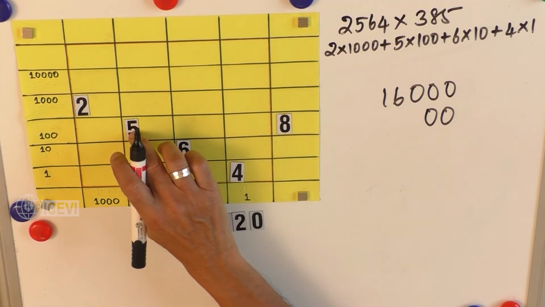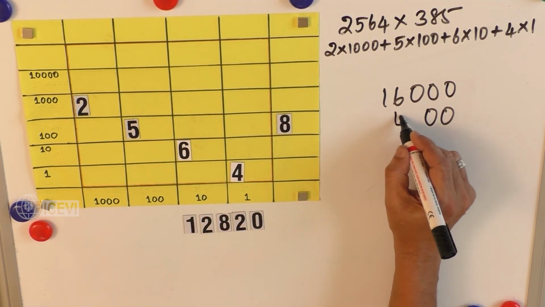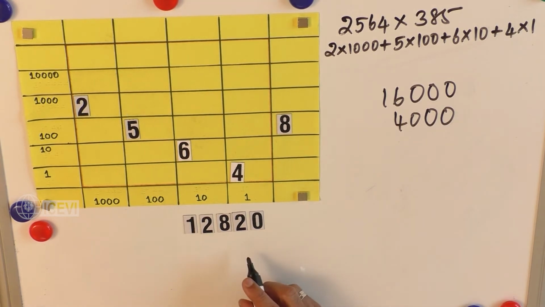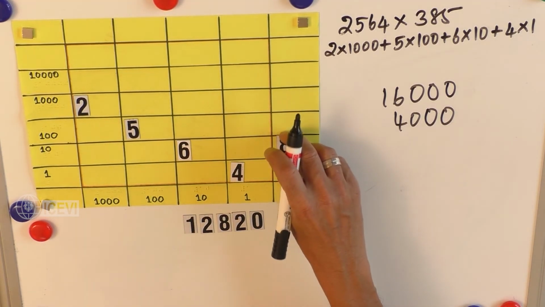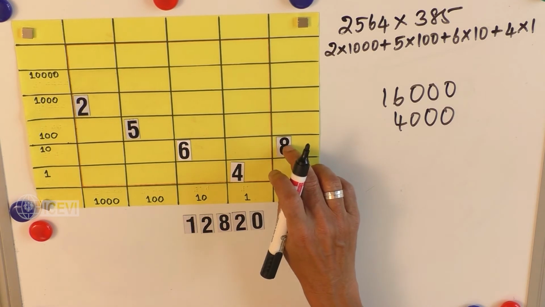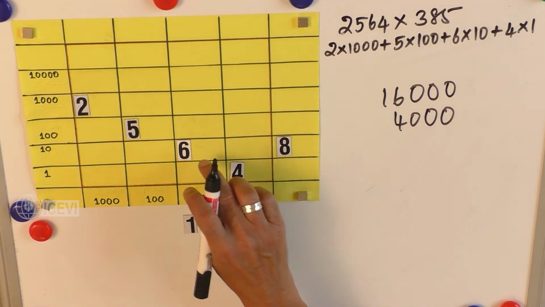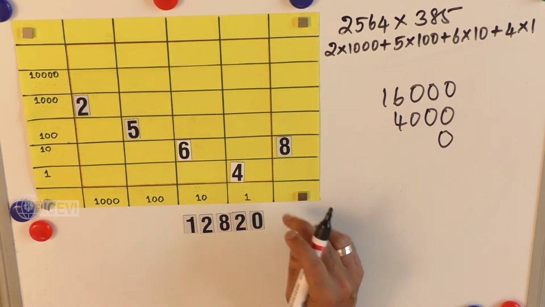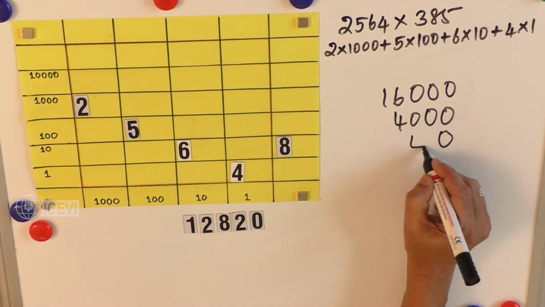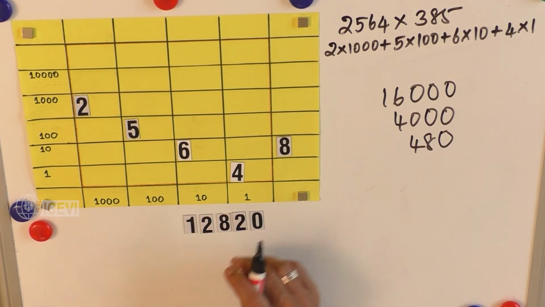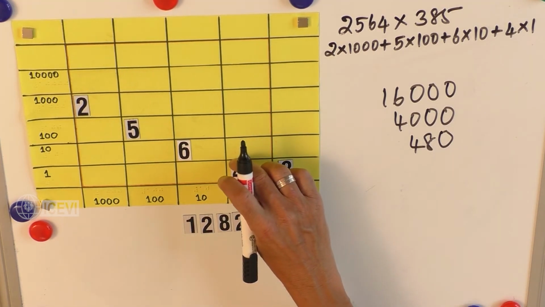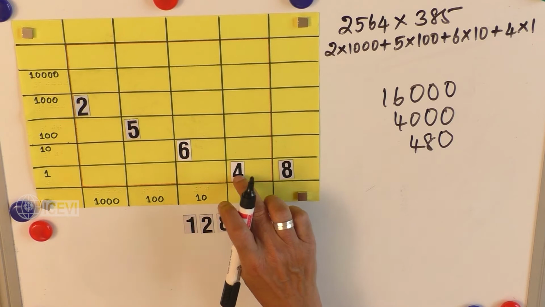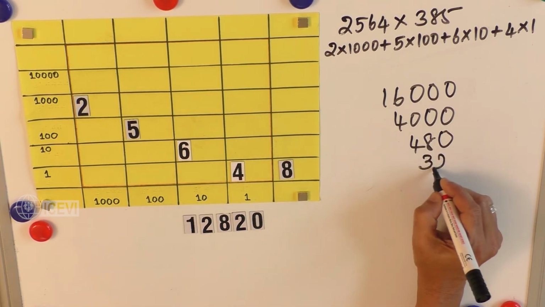Then 8 and 5 multiply, then it becomes 4000. Then you bring it down, that is 8 to the 10th column. To the right of 6 there is 0, so you have to start with a 0. 8 and 6, 48, that is 480. Then bring 8 to the 4th unit column, so 4 and 8, that is 32.